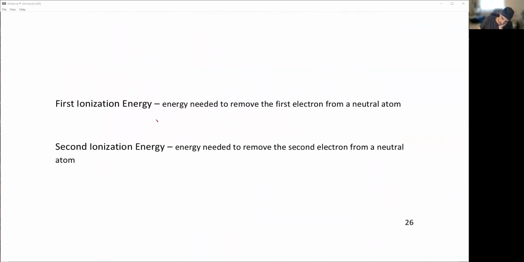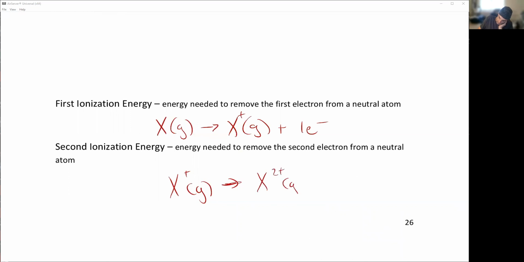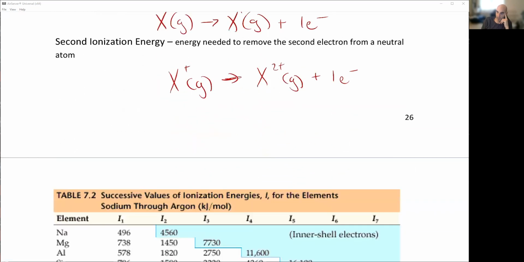In terms of ionization energy, first ionization energy is going to be X as a gas yields X plus as a gas plus 1 electron. How much energy is needed to remove the second? X plus as a gas yields X2 plus as a gas plus 1 more electron. So the second ionization energy is what does it cost me to get rid of this second electron? We don't add those totals together. What are those energy costs?